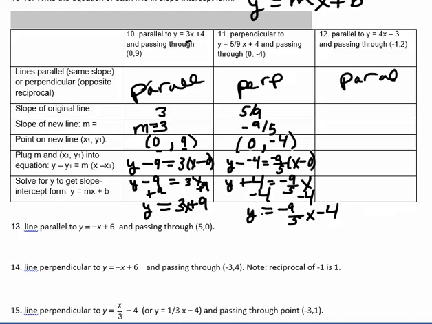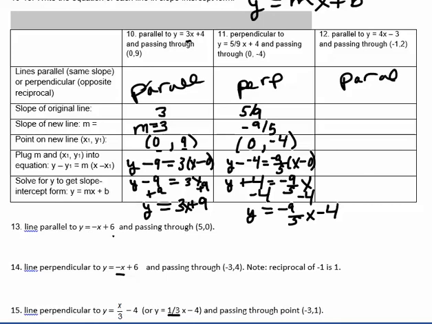So if it's parallel, you use the same slope. If it's perpendicular, you use the negative reciprocal. And numbers 13, 14, and 15 are all the same. In 15, you might want to note that the slope, you might want to write that as 1/3. And if it's perpendicular, the reciprocal of 1/3 would be -3. In 14, the slope is -1. The reciprocal of -1 is 1. That's already noted for you.